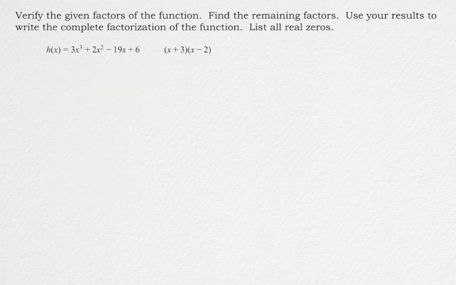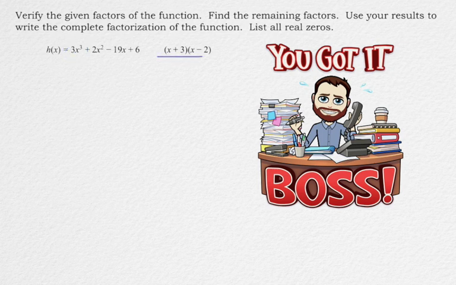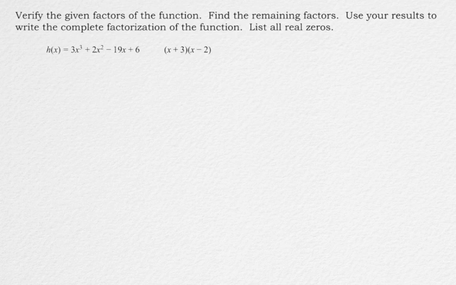It says verify the given factors of the function, find the remaining factors, use your results to write the complete factorization of the function, and list all zeros. So it's a third degree polynomial, but they gave me 2 linear factors. So if I divide both of those out, I should be left with just 1 more factor. By the way, this would give me a solution of x equals -3 and x equals 2. So we're very close to being done, actually.